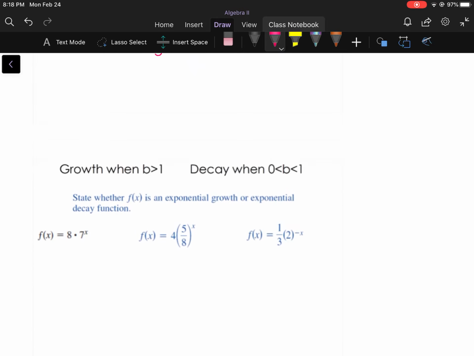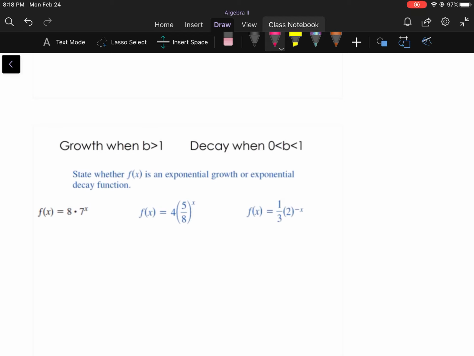We've got two possibilities for exponential: growth or decay. When that base is bigger than 1, it's growth. If the base is bigger than 0 but less than 1, we've got decay. So this 8 means absolutely nothing in this first example. It's all about that 7. And since 7 is bigger than 1, it would be exponential growth. And the bigger the number, the faster the growth.